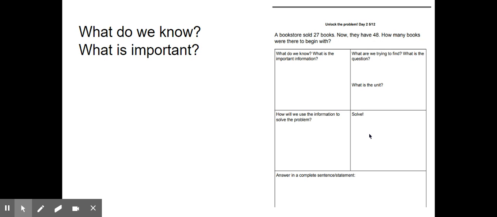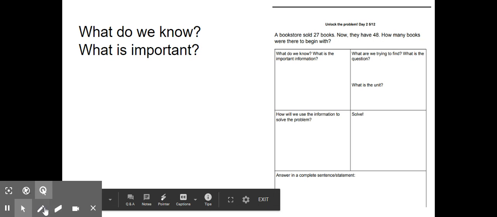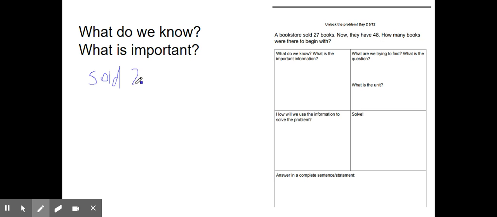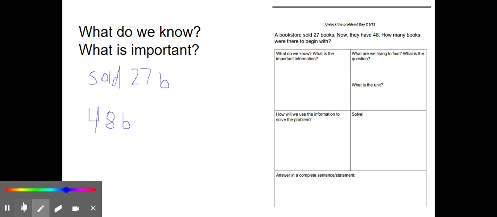The first box on your paper says, what do we know? What is important? Take a minute to think what we know from this problem and what you think is important. I think one piece of important information is that the bookstore sold 27 books. I'm going to write sold 27. I'll put a B for books. Another important piece of information is that they have 48 books. That's important information. Let's keep going.